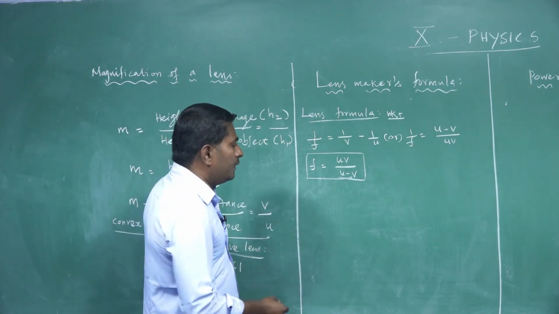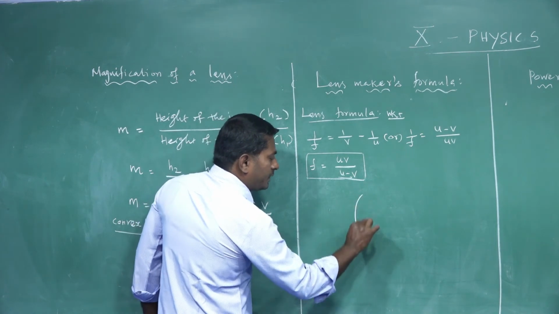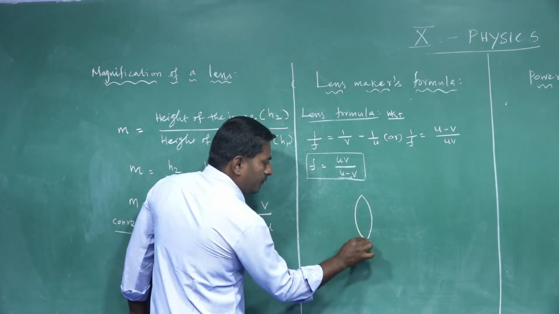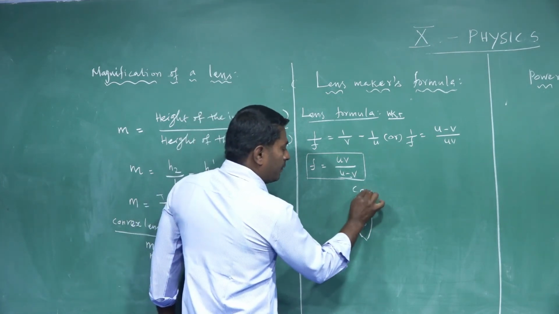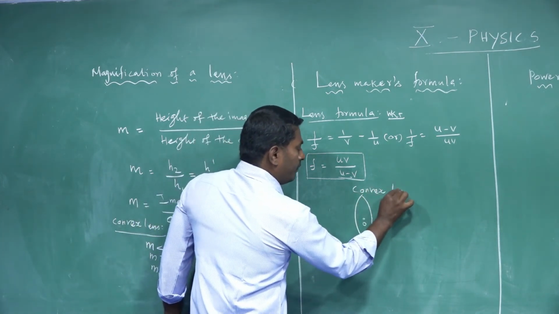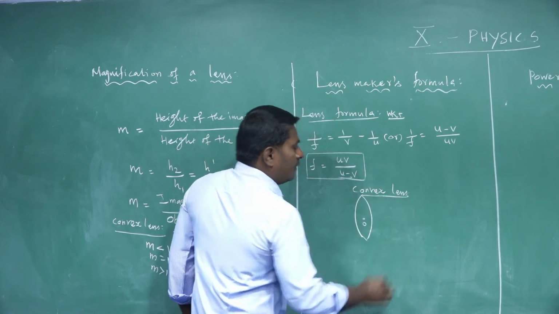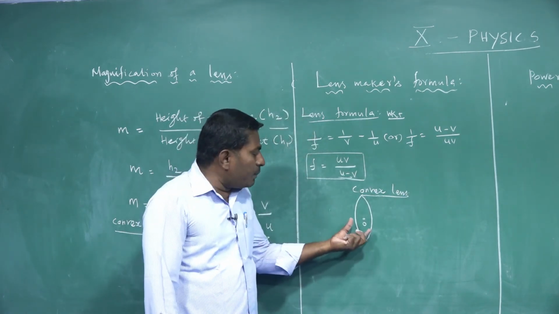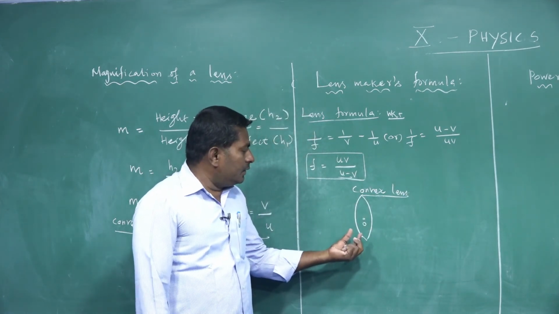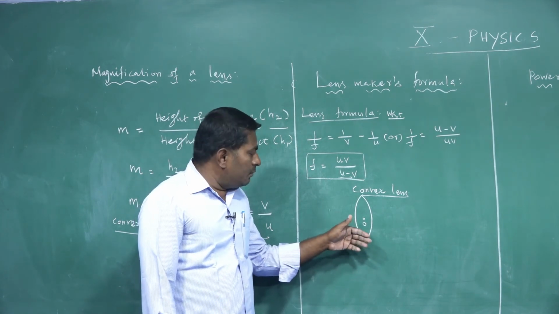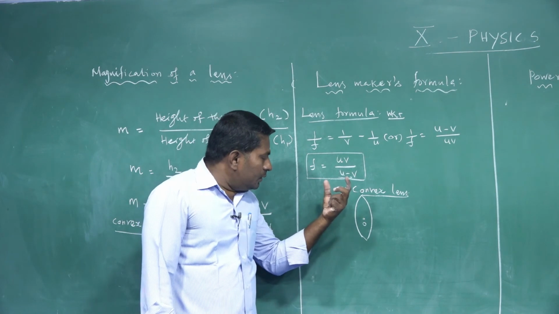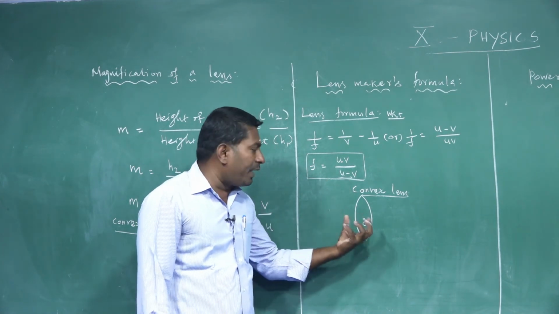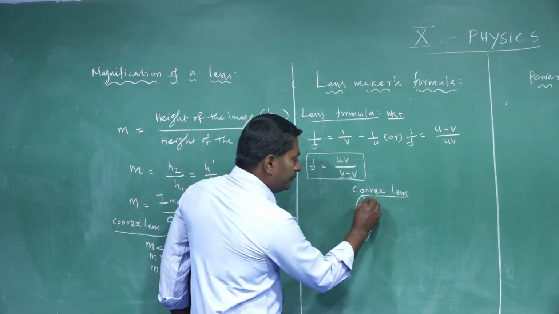First I am taking a convex lens. This is the optic center of the convex lens. This lens is made up of transparent material, either glass or plastic. This transparent material has a refractive index.